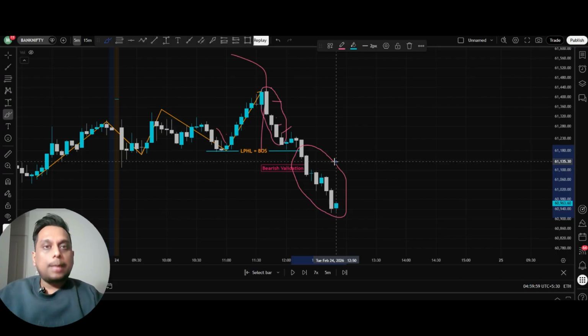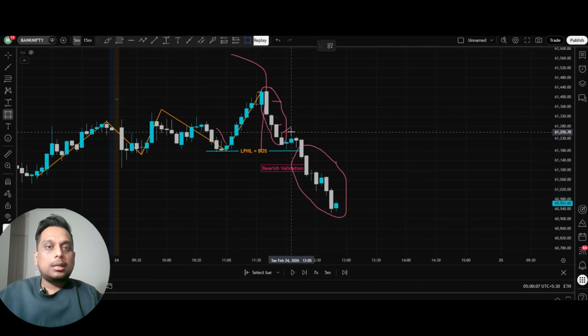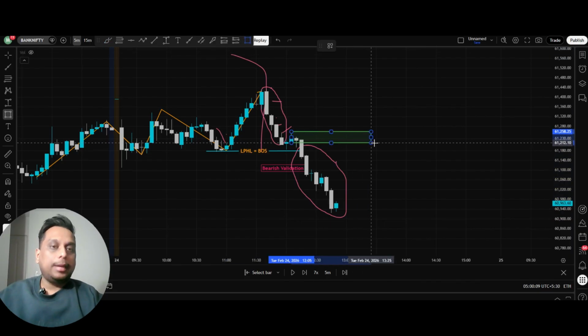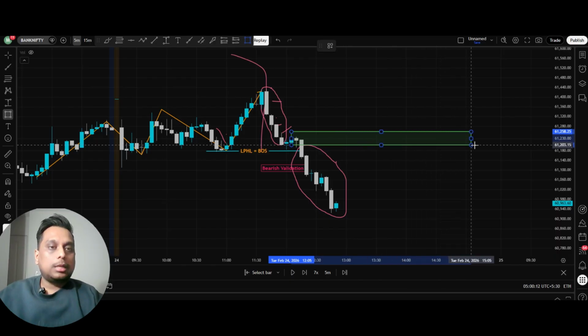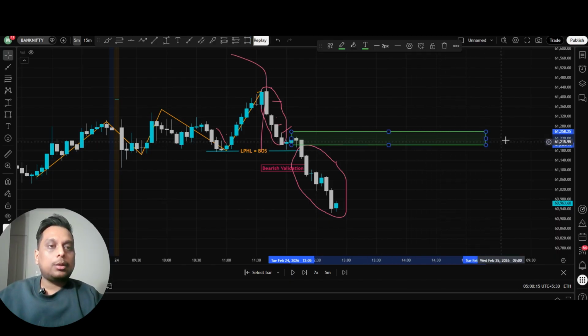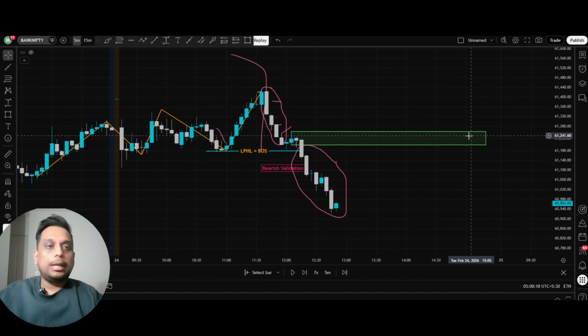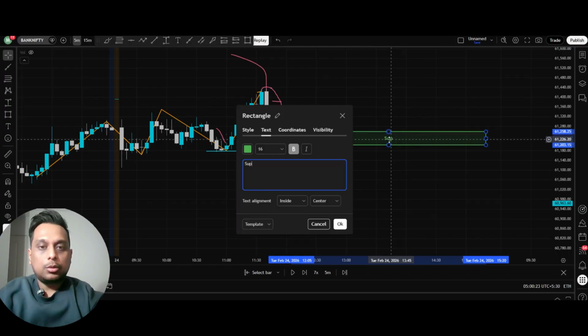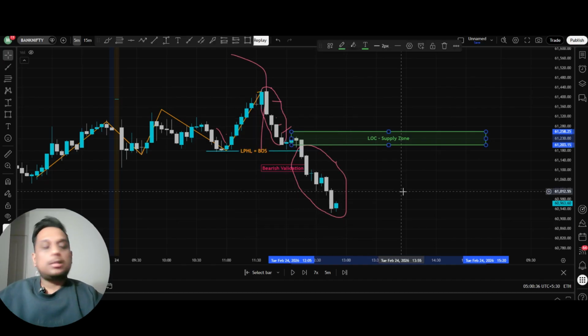Okay, now the next step in our process: we go back and mark the last opposing candle where the buyers did their last buying effort but failed and sellers took control. So let me mark this in a rectangle and extend it for our future area of interest. I'm going to mark this area as our supply zone using the last opposing candle. In my first video, I have covered how we mark our last opposing candle. So if you have not seen it, please go and check out that video.